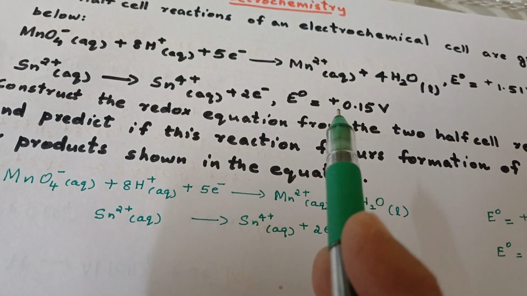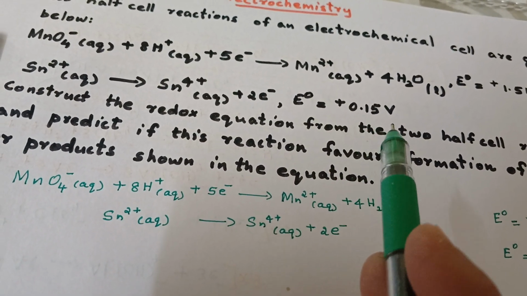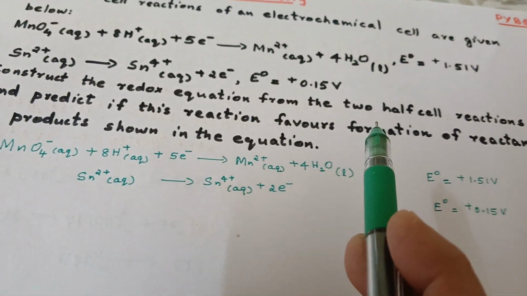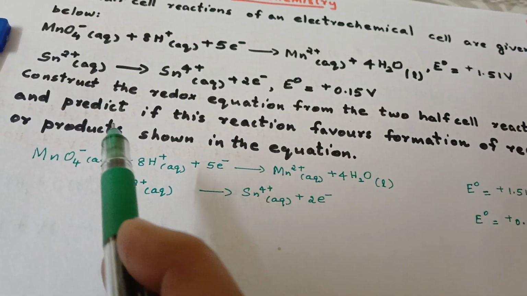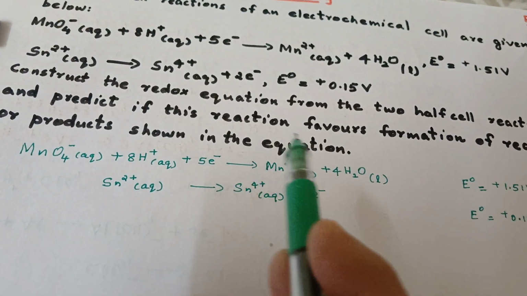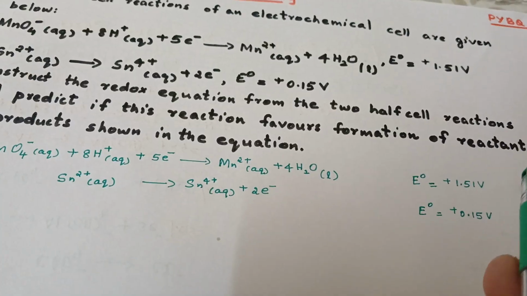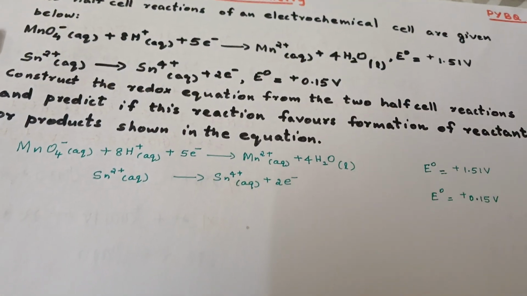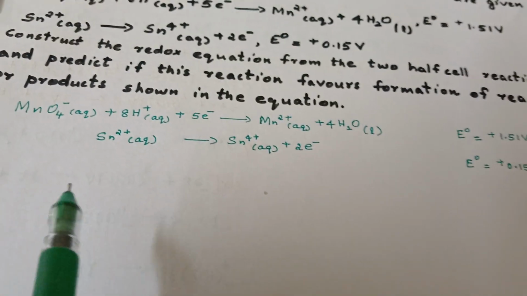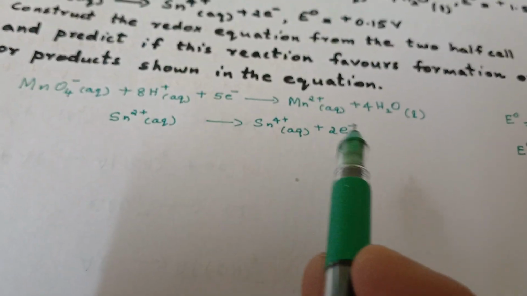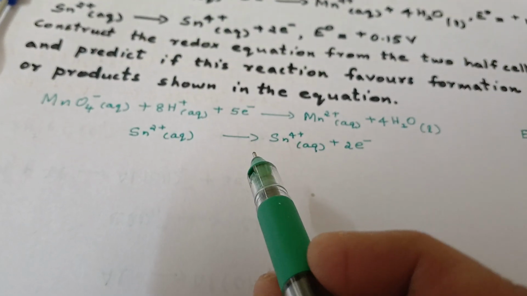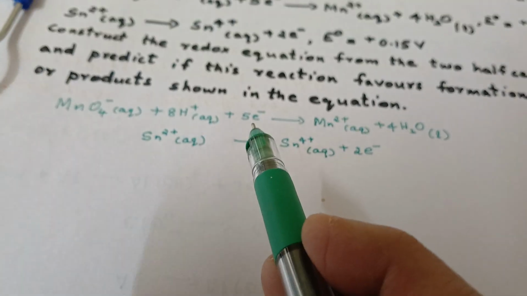E0 value is plus 0.15 volt. Construct the redox equation from the two half-cell reactions and predict if this reaction favors formation of reactants or products shown in the equation. So I have rewritten the equation and we can see that there are 5 electrons.